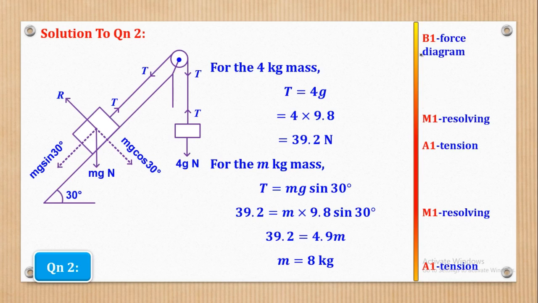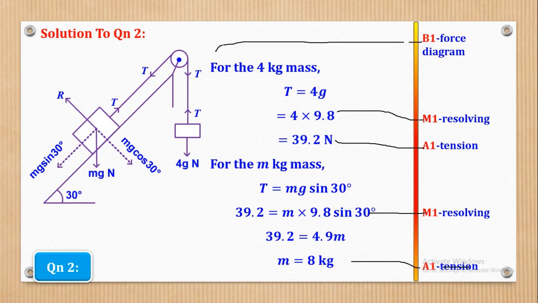So the first mark is for the correct force diagram, and remember these force diagrams are drawn using a ruler. Now M1 is for resolving the 4 kilogram mass, then A1 is for the output, which is the tension in the string. Then this M1 is for resolving for the m kilogram mass, and A1 is the output, which is the mass. So this is supposed to be mass, not tension. Basically that's how the 5 marks could come about in this question.